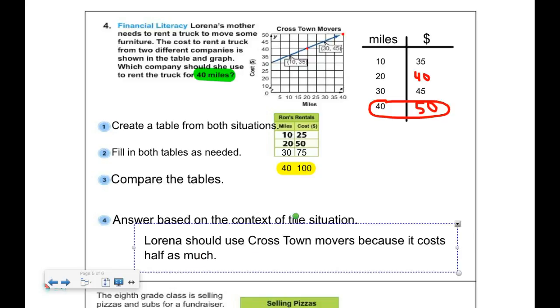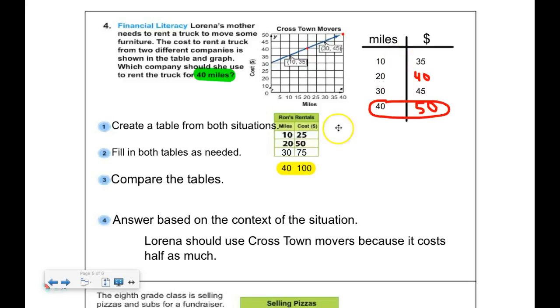That definitely shows me that you know what you're talking about and you did the problem correctly. If you can, in your conclusion statement, say that Lorena is going to pay half as much for Crosstown Movers. So that's how we compare information that's given to us in 2 different presentations. We make one presentation look like the other one and then compare apples to apples, so to speak.